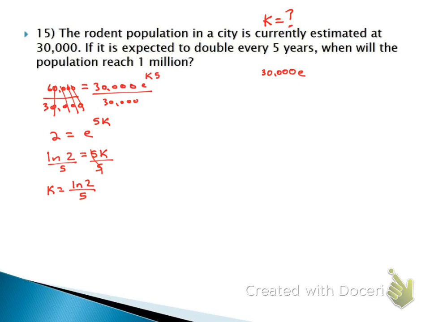So 30,000 times e raised to what's k? K is the natural log of 2 over 5. We're not even going to write it out as a decimal this time, we don't round. I'm going to write it like that, times t, I don't know how long. And then what are we trying to get to? Equals what? 1 million.